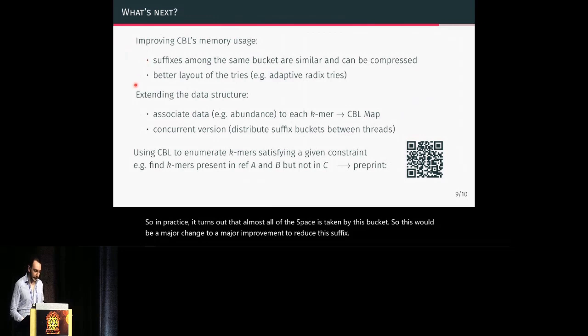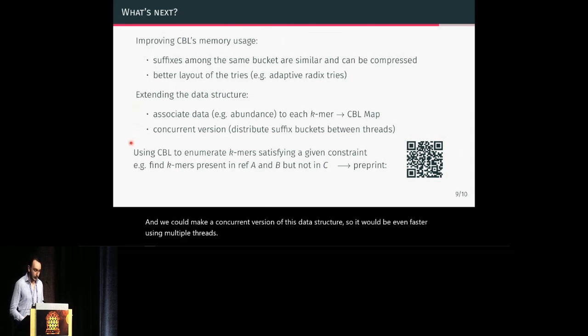On top of that, I think this structure can be easily extended. Right now, it's only built as a set, so we can answer membership queries. But I'm working on a new version that would be able to keep annotation with each k-mer. For instance, you could store the abundance or the colors for a genome. And we could make a concurrent version of this data structure, so it would be even faster using multiple threads.